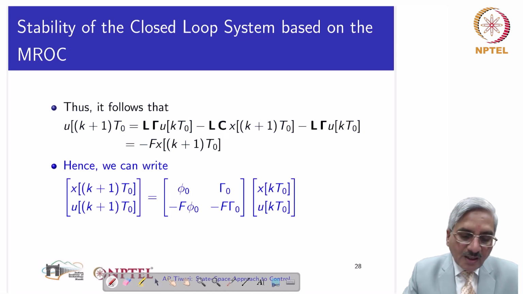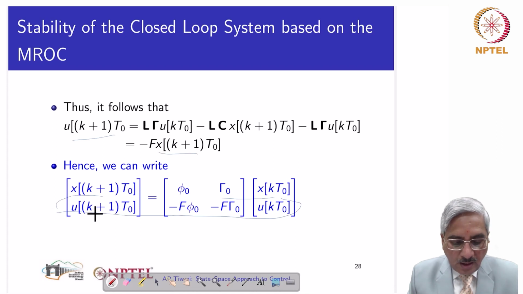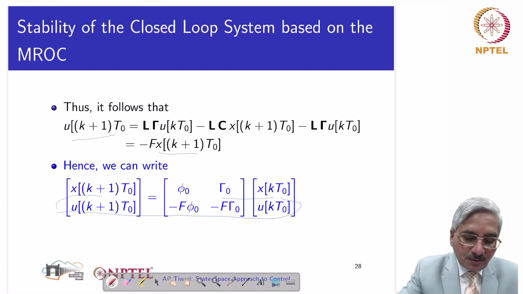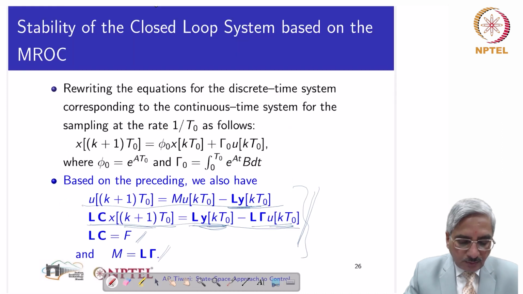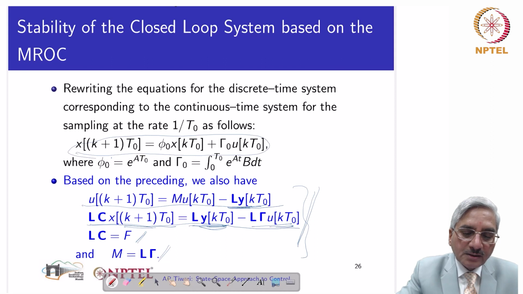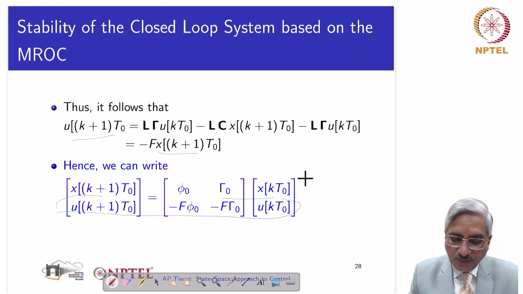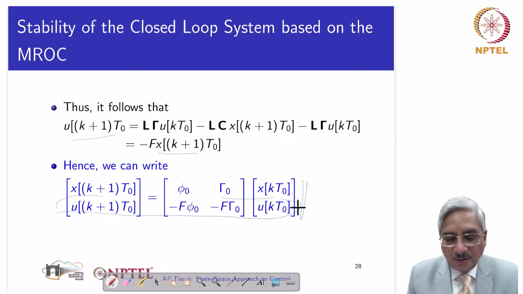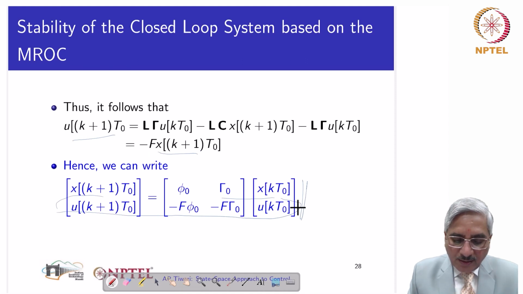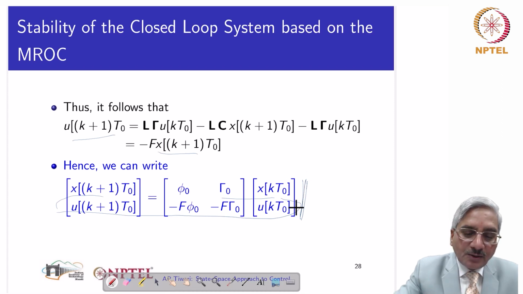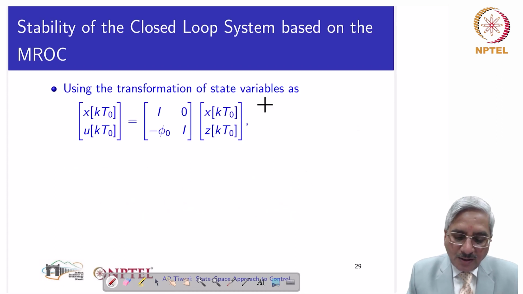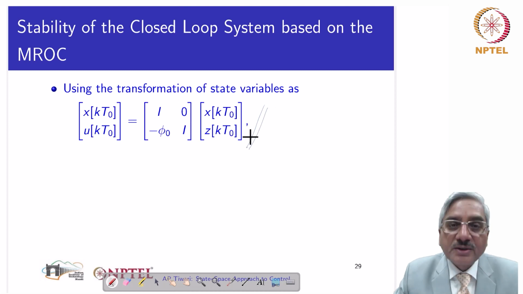So we can write this second equation and this equation together in the vector form. So we have here, and once we have this, then what we do is we make a similarity transformation.